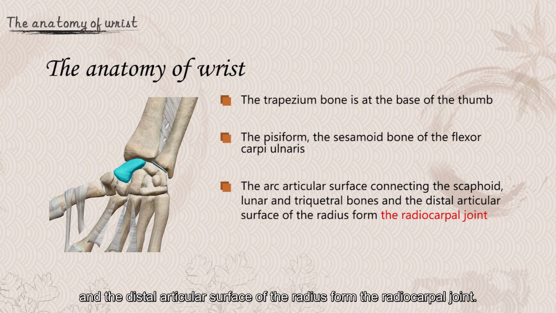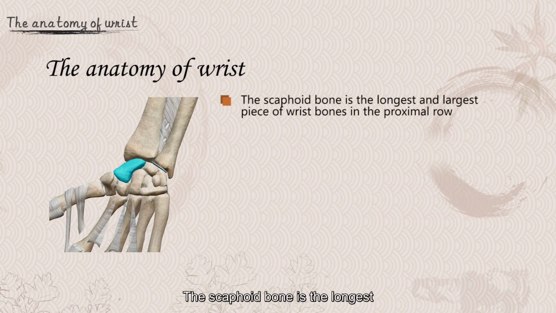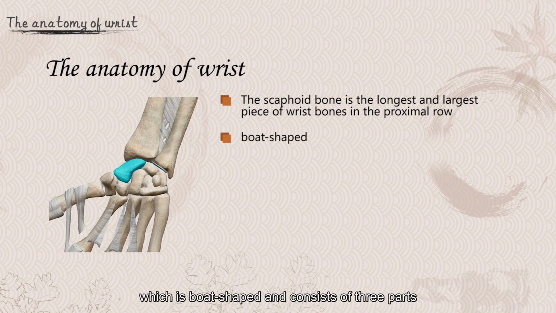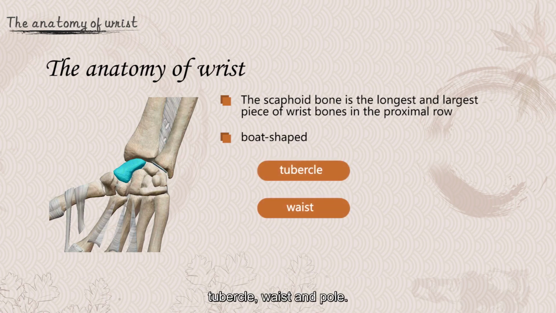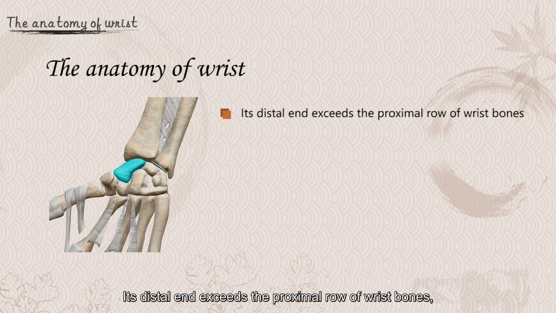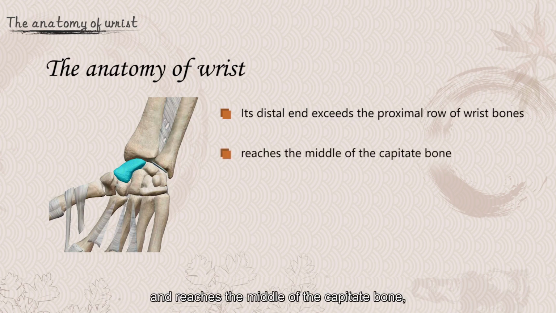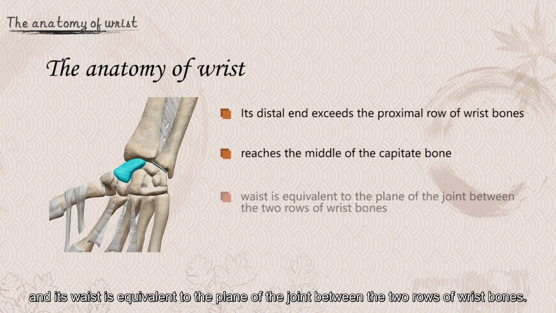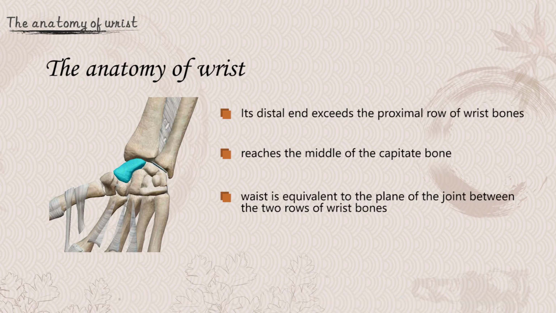The articular surface connecting the scaphoid, lunate, and triquetral bones and the distal articular surface of the radius form the radiocarpal joint. The scaphoid bone is the longest and largest piece of the wrist bones in the proximal row, which is boat-shaped and consists of 3 parts: tubercle, waist, and pole. Its distal end exceeds the proximal row of wrist bones and reaches the medial side of the capitate bone, and its waist is equivalent to the plane of the joint between the 2 rows of wrist bones.